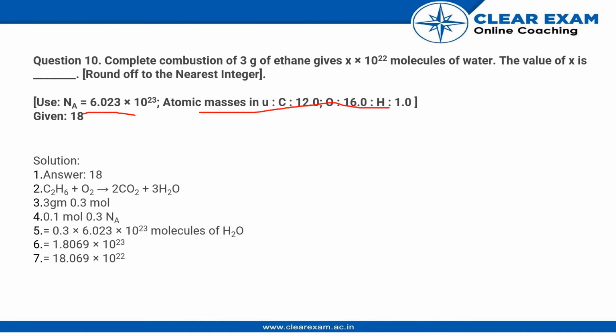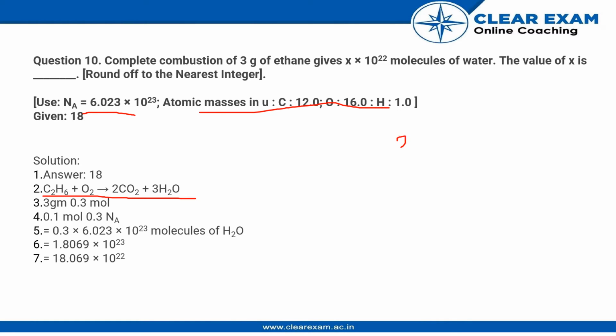So the combustion of C2H6 has the reaction as C2H6 plus oxygen. As you know, combustion is reacting it with oxygen, giving us complete combustion, meaning all the atoms of C2H6 are converted to carbon dioxide and water. So the stoichiometry for carbon dioxide is 2 and water is 3.